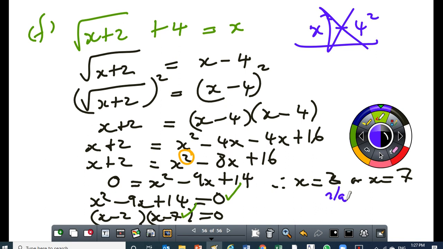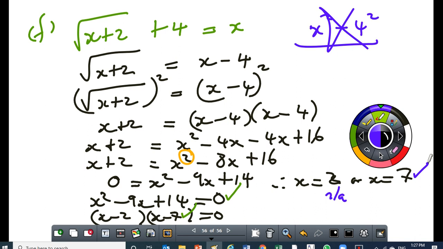What's the square root of 9? 3 plus 4, and x is 7. So we'll accept the x equal to 7. Okay? And then you are done.